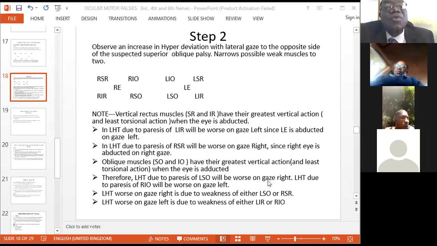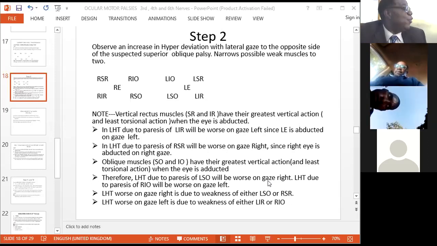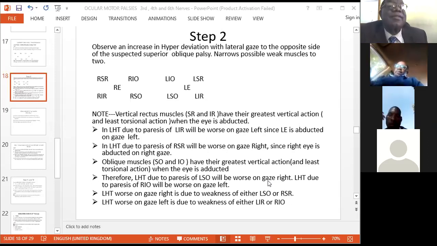Vertical rectus muscle and whatever. So when you notice in step two that there is an increase in hyperdeviation with lateral gaze to the opposite side of the suspected muscle, oblique palsy narrows possible weak muscles to that. In the right eye, these will be the possible weak muscles. In the left eye, these will be the possible weak muscles. That's the whole idea of this chart.